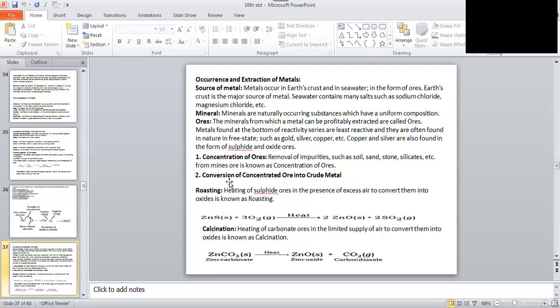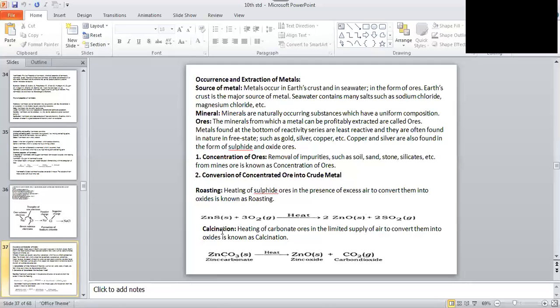The second step is conversion of concentrated ore into crude metal. Roasting is one of the steps in the concentration. Roasting means heating of sulfide ore in the presence of excess air, so that the sulfide ore is converted into oxide. So zinc sulfide, when heated in excess air, that is 3O2 from the air, reacts and gives zinc oxide and sulfur dioxide.